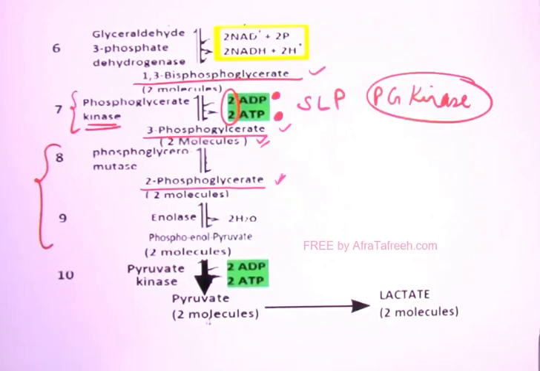3-phosphoglycerate gets converted to 2-phosphoglycerate. So phosphate is getting transferred from number 3 position to number 2 position. And the name of the enzyme is mutase. So what is the EC number of mutase?